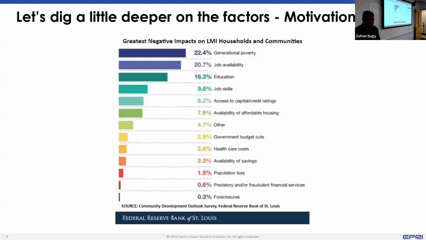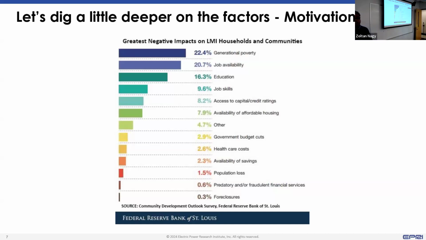Here's a little survey that was done by the Federal Reserve Bank of St. Louis. I think it was done in the 2022 timeframe, where they asked people, what are the negative impacts in low and moderate income communities? What is causing the issues? What are the big things that are keeping them up at night? Number one on that list, not surprisingly, is generational poverty. They're worried that they are living in poverty, and their children are also going to live in poverty, and their parents lived in poverty, and so on and so forth.